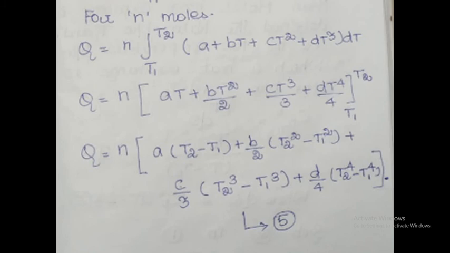Substitute the limits, upper limit minus lower limit. Finally we get Q = n [A (T2 − T1) + B/2 (T2² − T1²) + C/3 (T2³ − T1³) + D/4 (T2⁴ − T1⁴)]. So this is equation number 5. This equation is called the empirical equation for heat capacity. Are you clear? Okay. Thank you for your attention.